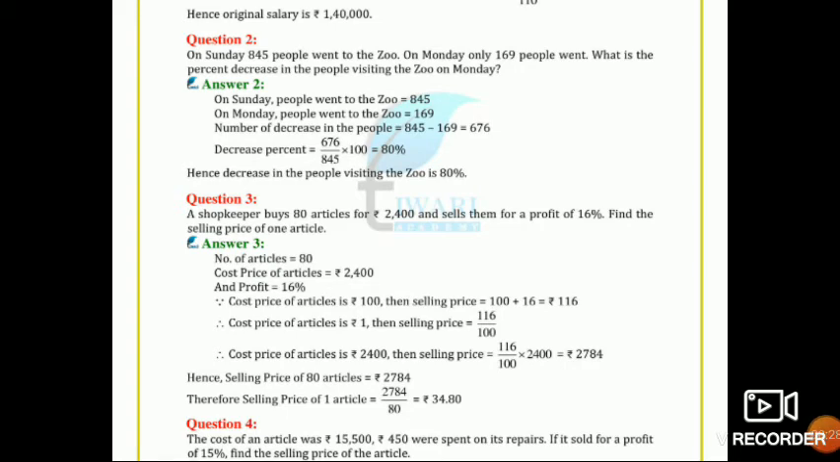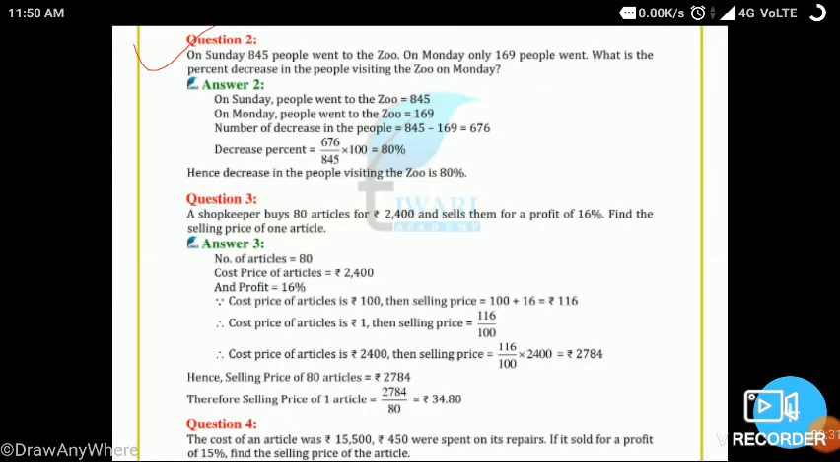See students, question number 2. On Sunday, 845 people went to the zoo, and on Monday, only 169 people went. So the first day, Sunday, how many people visited the zoo? 845. And the next day, Monday, only 169 people went there. So what is the percent decrease in the people visiting the zoo on Monday?